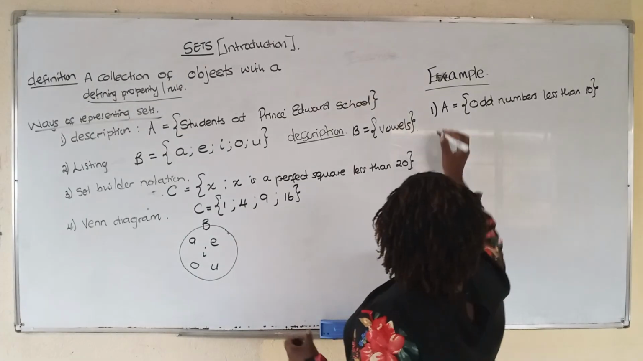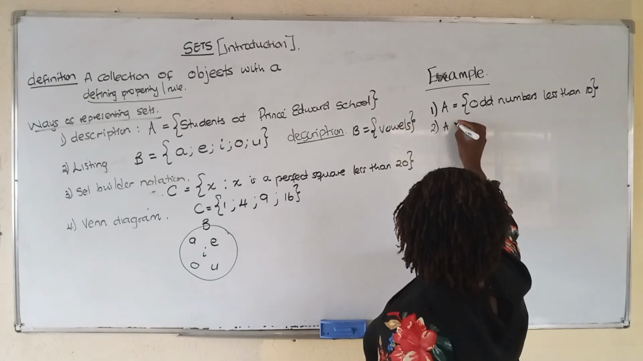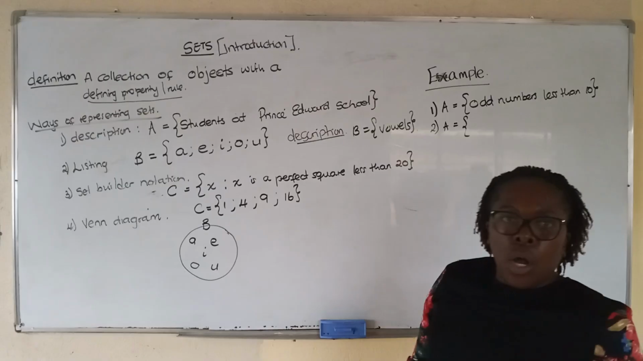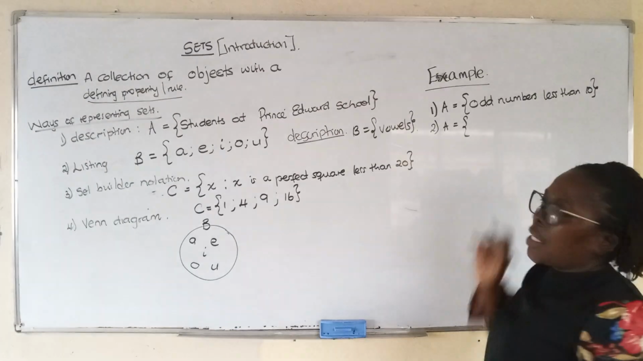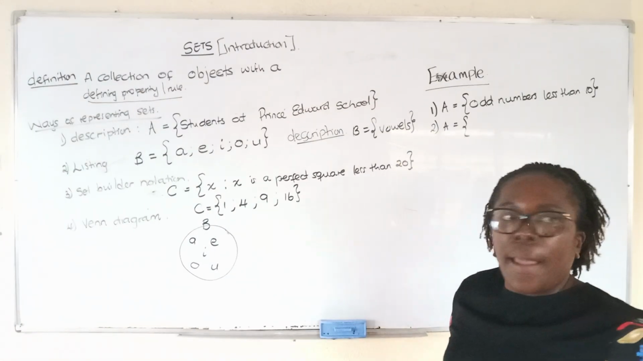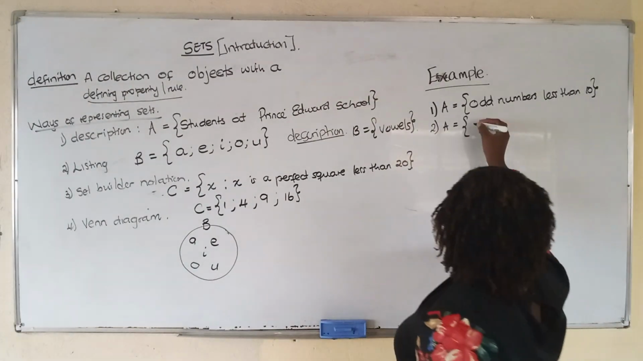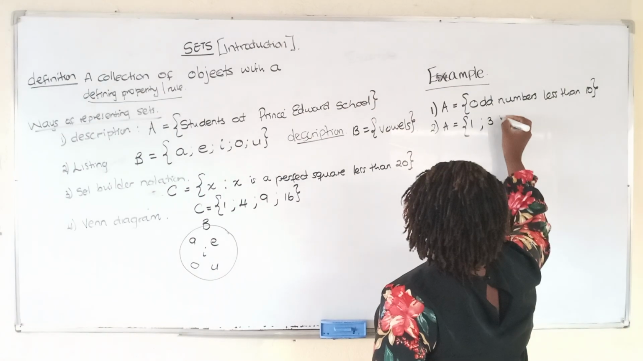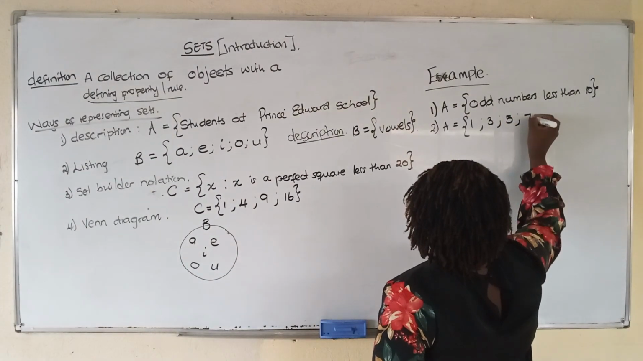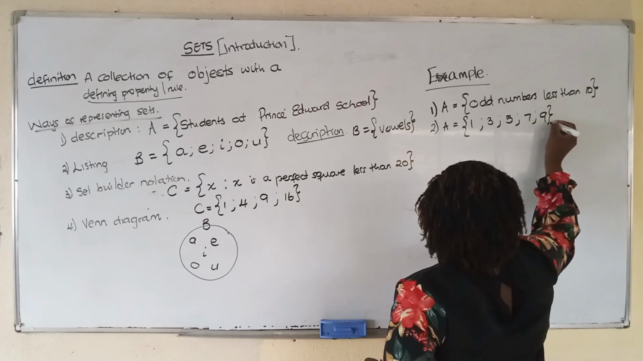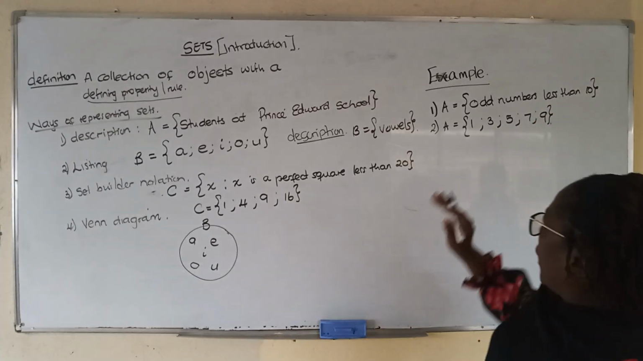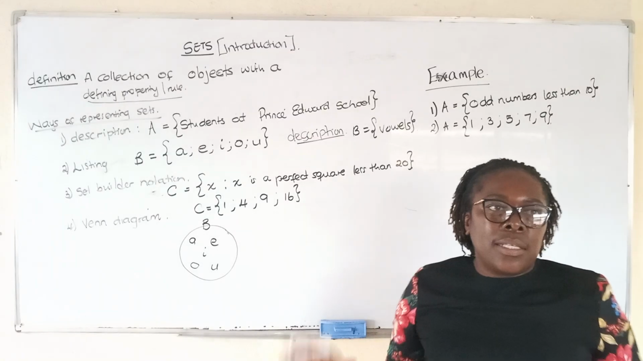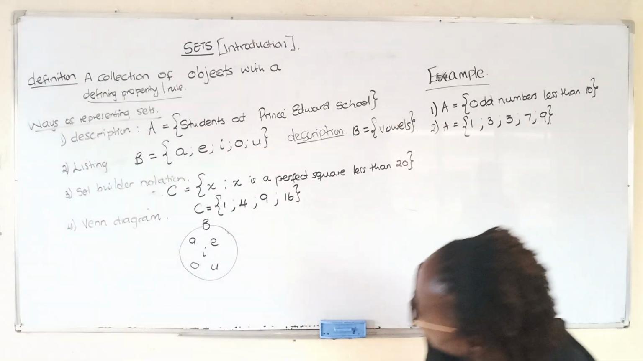And then secondly, if I use the second method of listing, I'm going to choose all those elements that will fit in set A, which means all the odd numbers that are less than 10. So A is equal to 1, 3, 5, 7, and 9. So already I've used the first method and the second method on the same set.